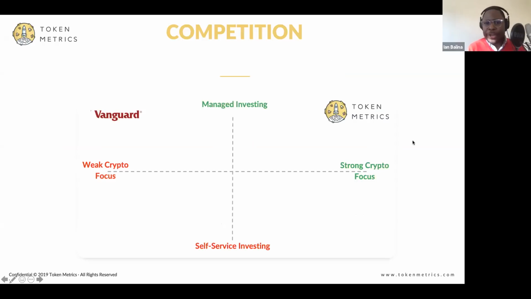So you're probably wondering, where does Tokenmetrics fit into the entire ecosystem and landscape? If we look at this axis here, we have products or companies that are focused purely on crypto or have a strong crypto focus to those that have a weak crypto focus. So really, our competition, if you go to the traditional equity world, is Vanguard. What Vanguard has done for investing as a whole is incredible. Bill, can you briefly speak on Vanguard in terms of how it's widely used on Wall Street?